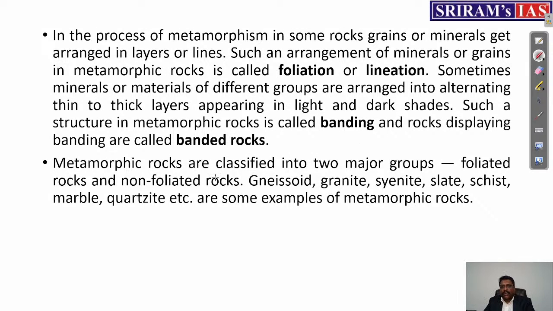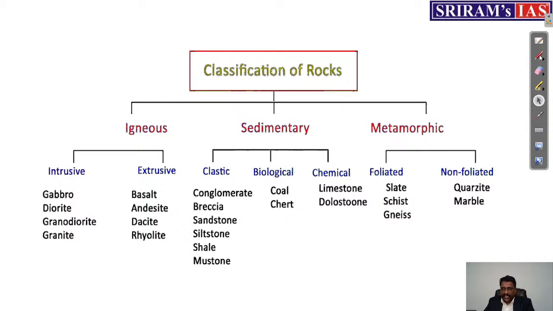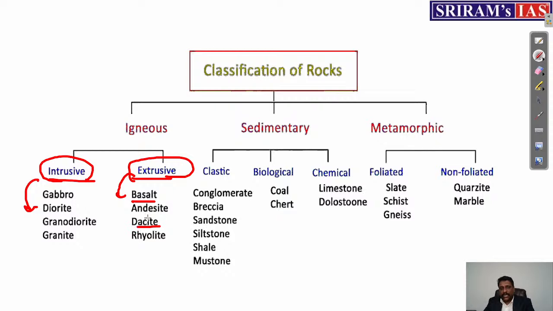Metamorphic rocks are classified into two groups, my friends. One is foliated and two is non-foliated rocks. Both I have included in the example. So if I consolidate all the examples, for igneous I have given intrusive and extrusive. Intrusive, the size of the grains will be more. Extrusive, the size of the grains will be very less. Basalt, dacite are classical examples, right? When we talk about intrusive, granite is a classical example.